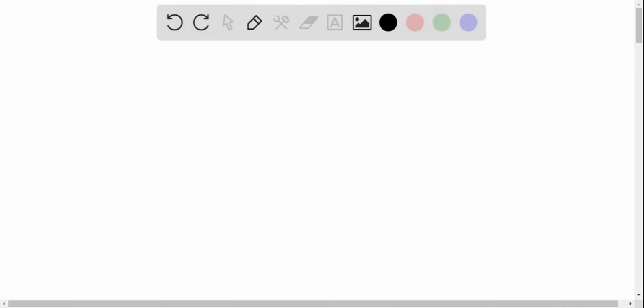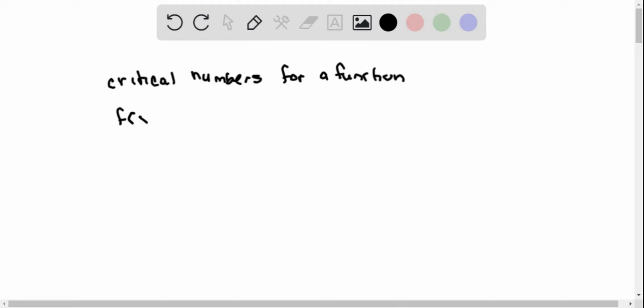Okay, we're going to step through how to find critical numbers for a function. And the function we're looking at is f of x is equal to sine squared of x plus cosine of x. And so we know critical numbers occur when our derivative equals 0.